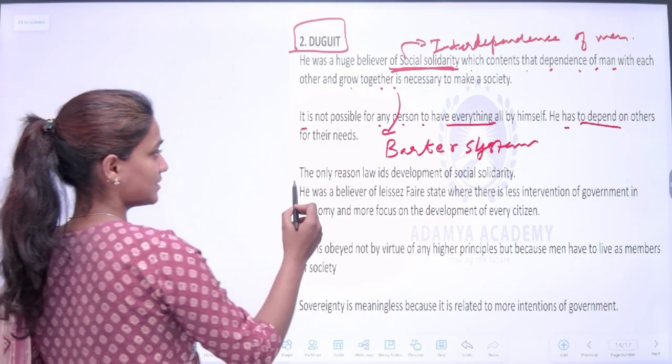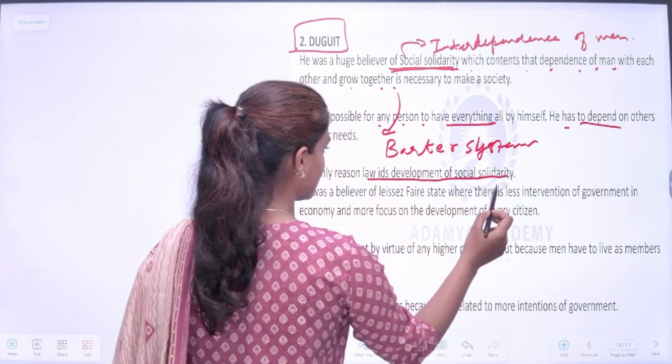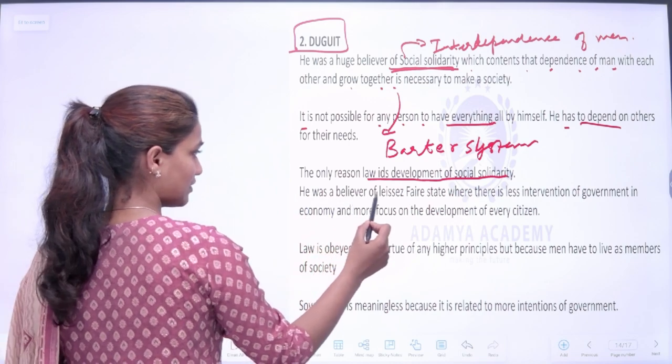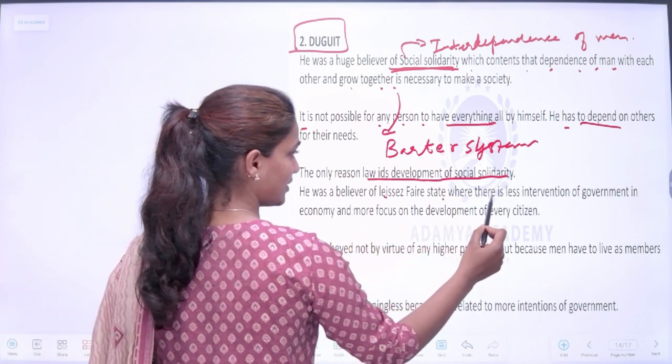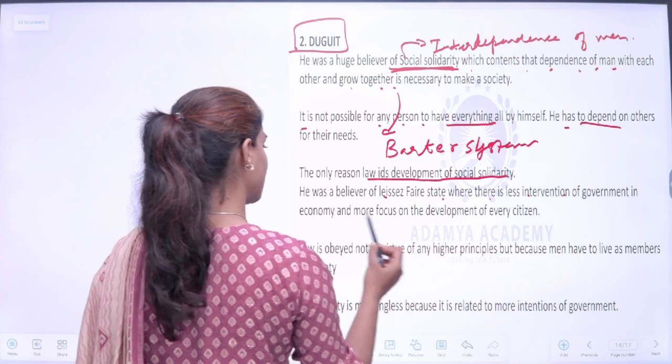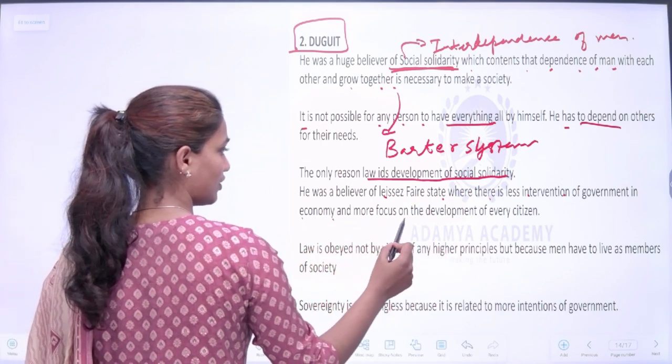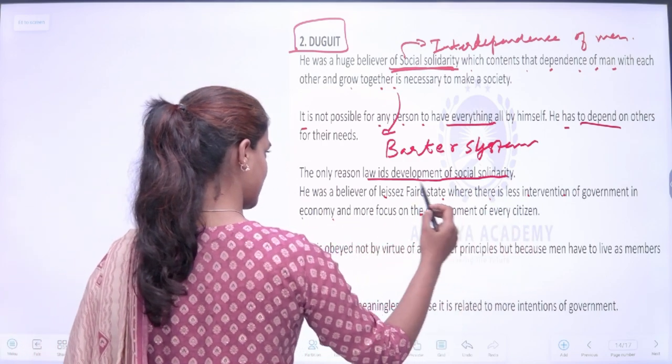The only reason for law is the development of social solidarity. He was a believer of the laissez-faire state, where there is less intervention of government in the economy and more focus on the development of every citizen.